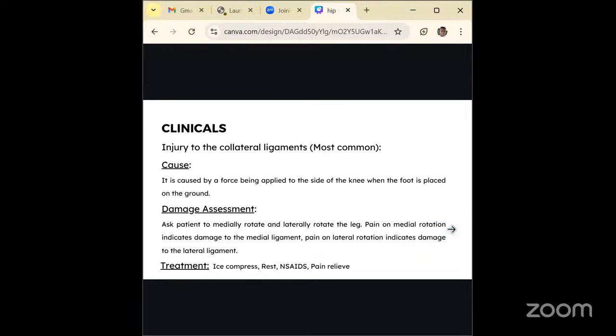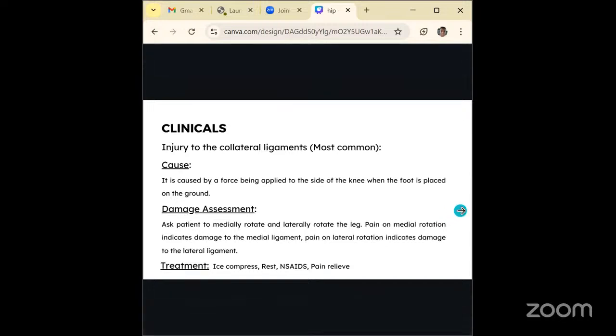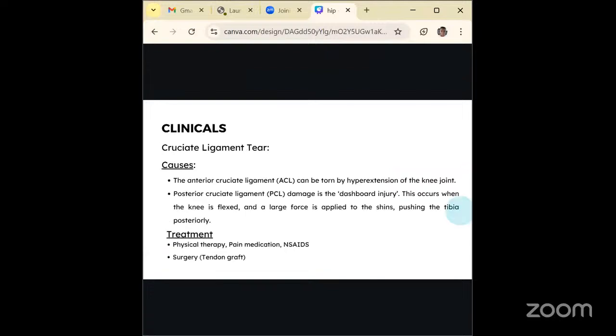clinicals. The first clinical we have here is the collateral ligaments. Sometimes they can tear, and they can tear either medially or laterally. Remember the collateral ligaments that are side by side: you have the medial and the lateral, so they can tear. One of the ways to treat it is by ice compress. You rest, you apply NSAIDs, and then you apply pain relief. And if it is torn, you can fix the tear using surgery.